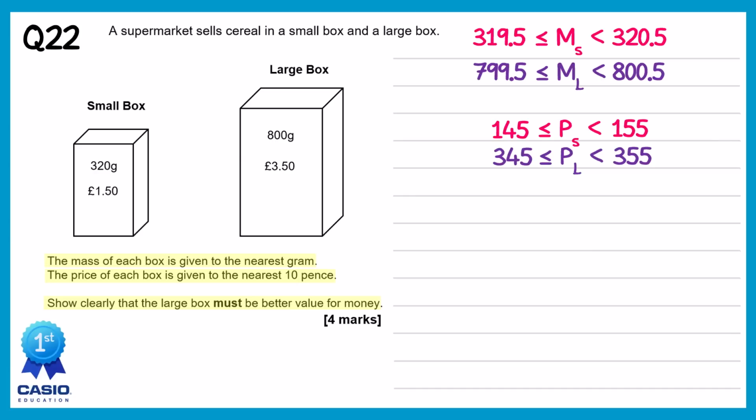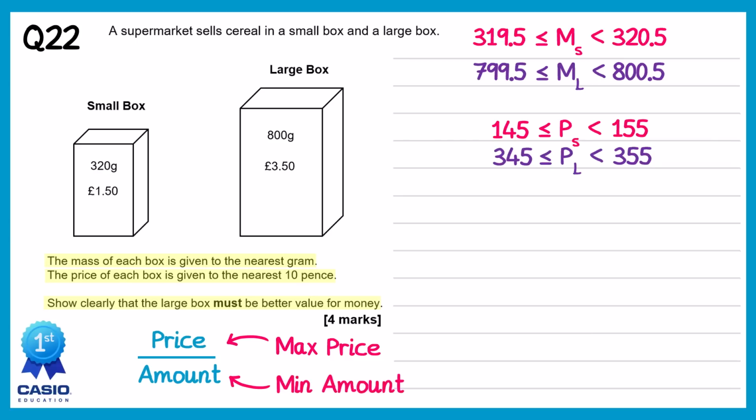One way of doing that is to take the price and divide it by the amount. Let's do this for the small box first of all, and consider trying to make this calculation as large as possible. If we wanted to make it as large as possible, we'd take the largest possible price, so the maximum price, and divide it by the smallest possible amount, so the minimum amount.